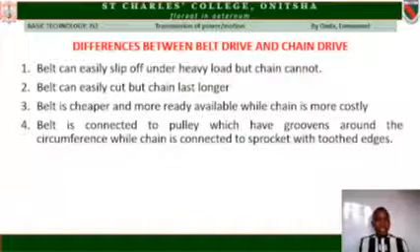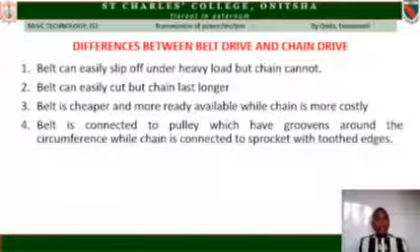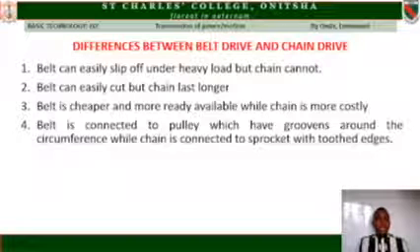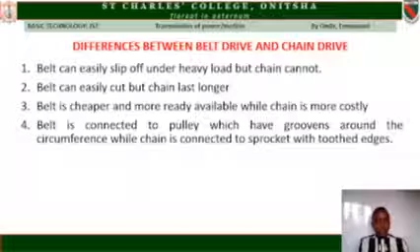Differences between belt and chain drives include: one, the belt can easily slip off under heavy load, but chains cannot. Two, a belt can easily cut, but a chain lasts longer. Three, a belt is cheaper and more readily available, while a chain is more expensive. Four, a belt is connected to a pulley, which has grooves around the circumference, while a chain is connected to sprockets with toothed edges.